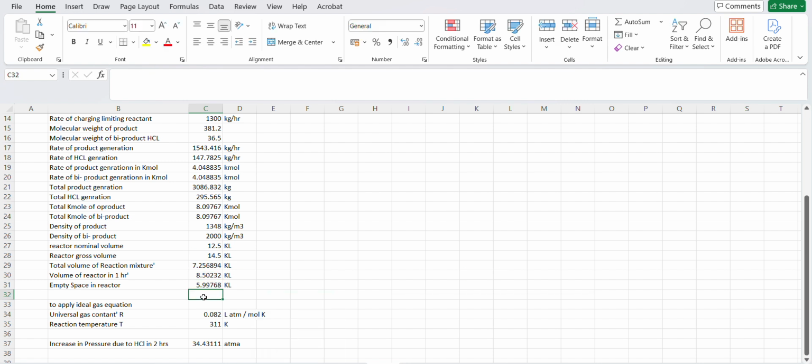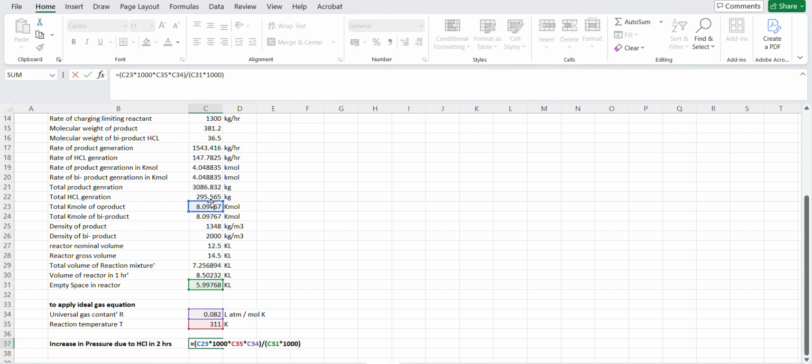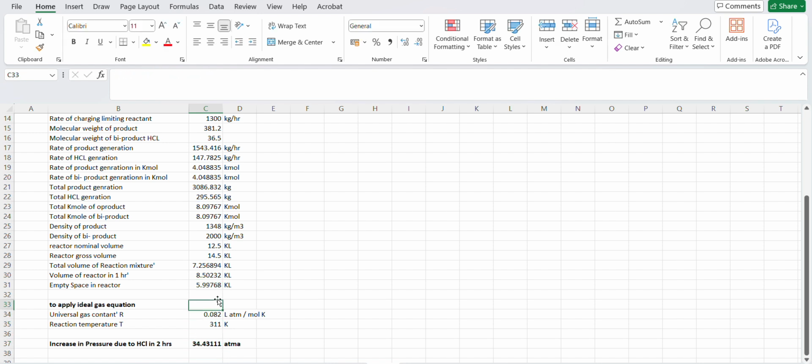Okay, so now we can use the ideal gas equation to calculate the max pressure. PV is equal to nRT. Based on this equation, we simply take the universal gas constant R here, then the temperature, which is the reaction mass temperature. So to calculate the max pressure, we simply take the number of moles into universal gas constant R into temperature divided by the volume of the reactants. Simply it is PV equals nRT, n into R into T. So we got the max pressure rise in 2 hours.